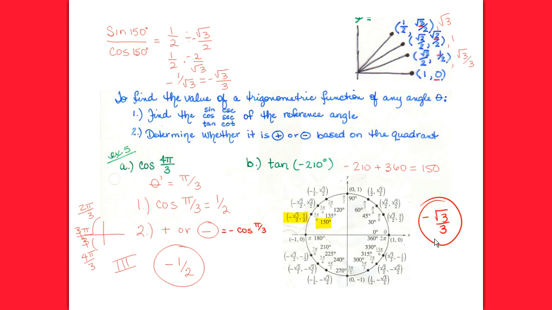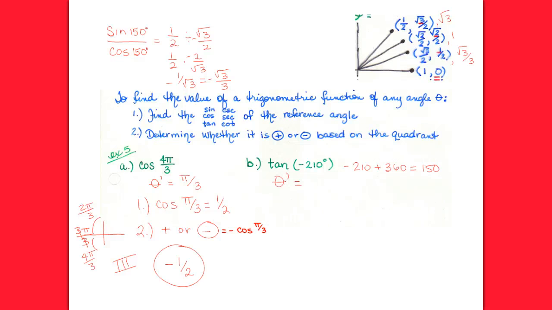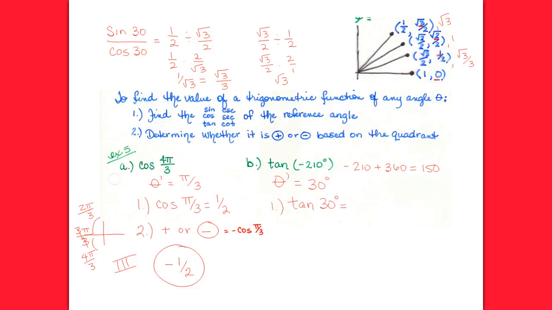All right, what if I didn't have the circle and I didn't want to take the time to draw it? Then I can use this two-step process. So step number 1, I'm going to find the trig function, in this case it's tangent, of the reference angle. So I need a reference angle for 150. How far away is 150 from the x-axis? 30 degrees, right. So my reference angle is 30. So step number 1, I need the tangent of the reference angle. I need the tangent of 30 degrees.